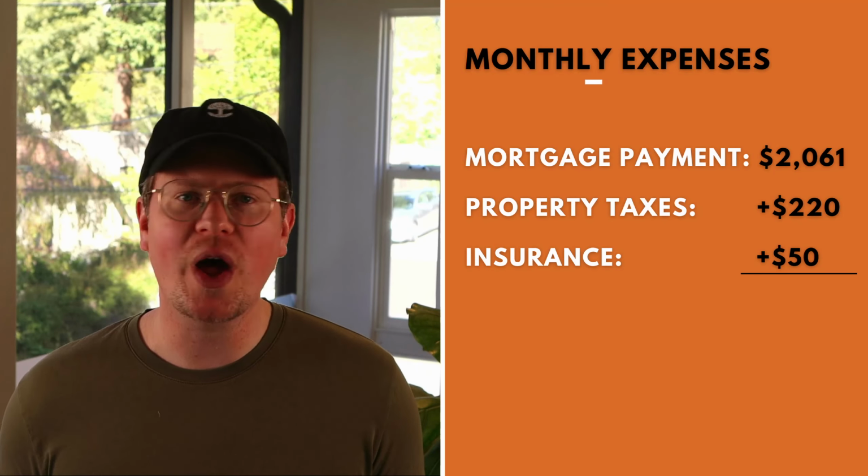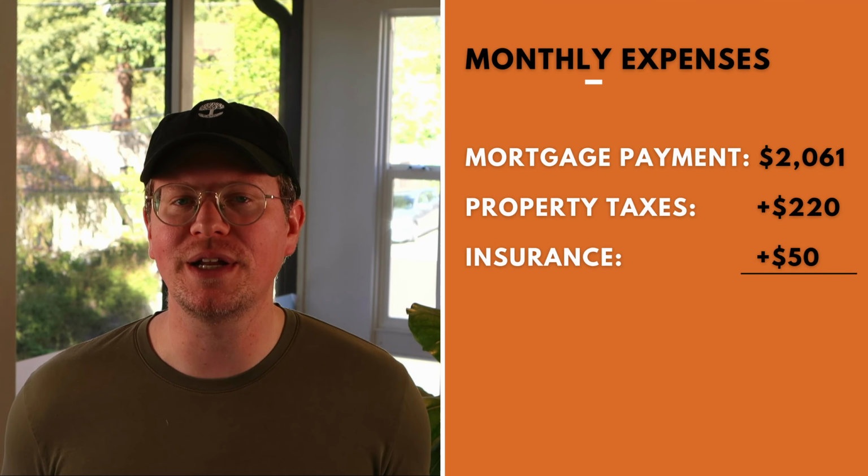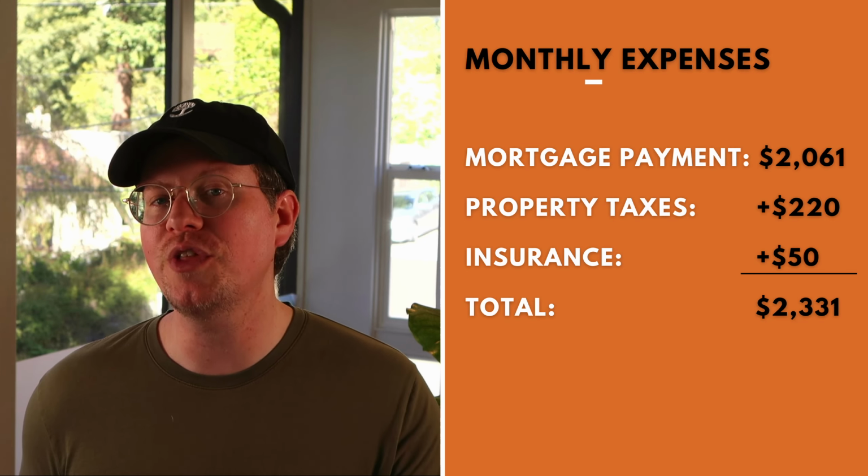Property taxes on the new addition are treated separately from the main home and come out to $220 a month, and insurance is another $50 a month. So in total, our monthly expenses with the additional property taxes and insurance come out to $2,331. At this point, we're ready to calculate our expected cash flow.